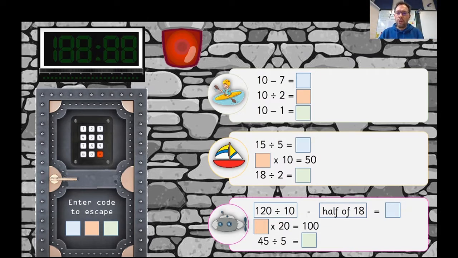Choose which one you want to do. You've got 100 seconds and your time's already started. Off you go. Try and solve them so we don't get stuck in this room forever.